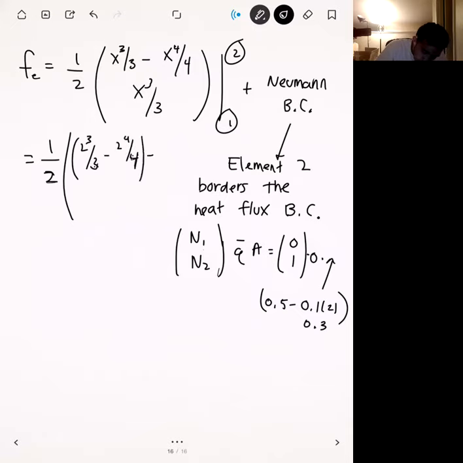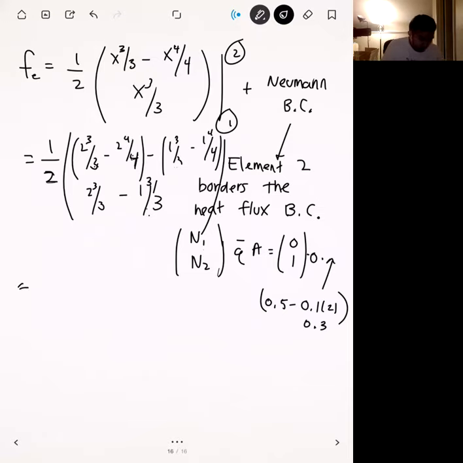Okay, minus 1 cubed over 3 minus 1 to the 4th divided by 4. And so that's going to be the top entry of our vector. And on the bottom entry, we have 2 cubed over 3 minus 1 cubed over 3. Okay, and so we evaluate that in our calculator. Let me go ahead and punch that in.